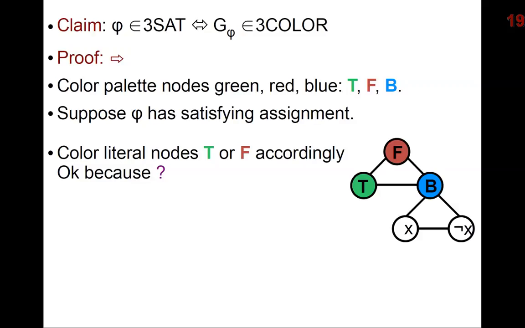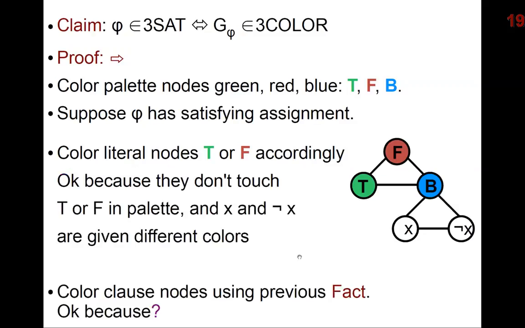If X is true in the assignment, you're going to color X true and not X false. That's okay because these two nodes don't touch T or F in the palette, and you're going to give different colors to X and not X. And then you're going to color all the nodes in each clause gadget. Because each clause is satisfied, there is a way to tricolor each gadget for the clause. It's okay because each clause has some true literal.